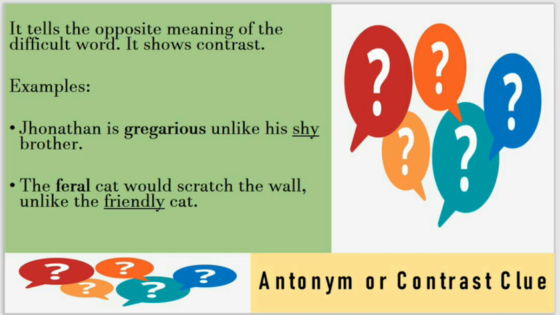That type of context clue that provides opposite meaning of the difficult word is what we call antonym or contrast clue. It shows contrast. Example: Jonathan is gregarious, unlike his shy brother. Gregarious and shy are linked by the word unlike, which shows opposite meaning. In this case, we can say that gregarious means sociable, which is the opposite of the word shy.